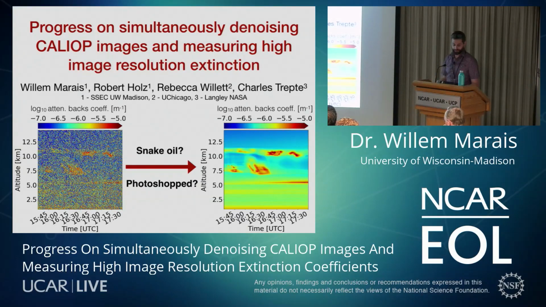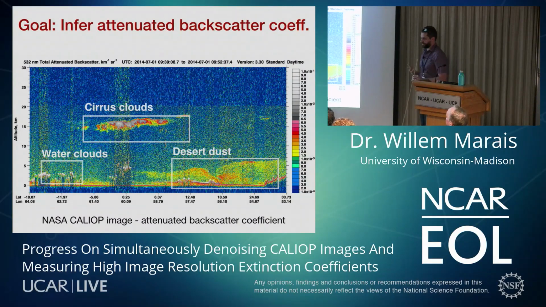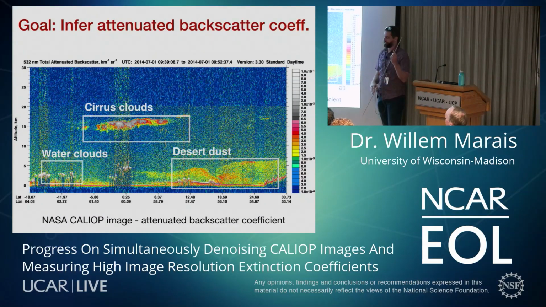So for those who don't know, CALIOP is a space-based lidar instrument that was launched in, I think, 2006. It's what we call a standard backscatter lidar that makes measurements at 532 nanometers and 1064 nanometers. And in order for you to retrieve the extinction coefficient, let's say of aerosols or clouds, you have to assume what we call a lidar ratio or a backscatter phase function.